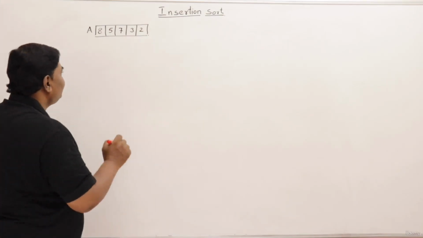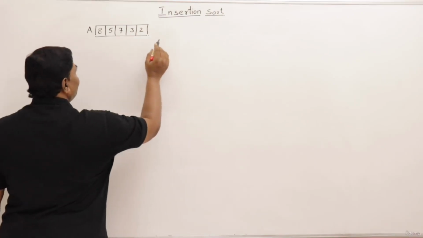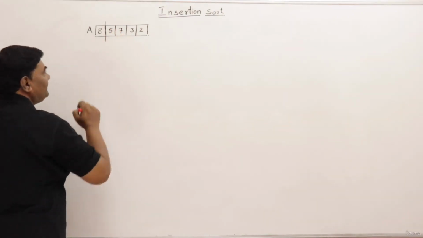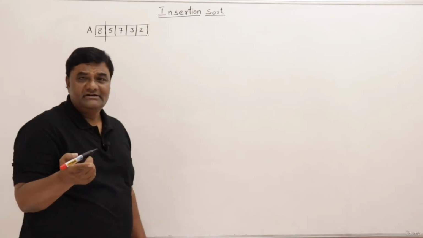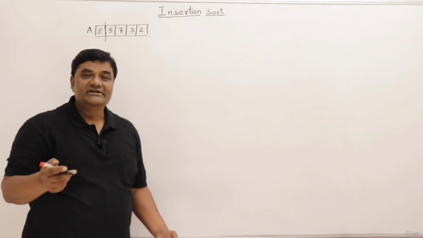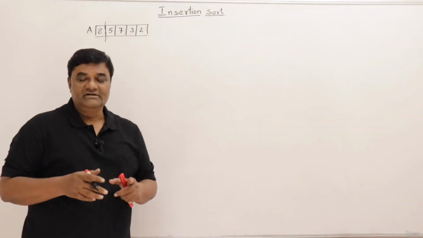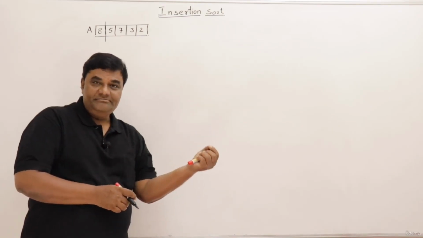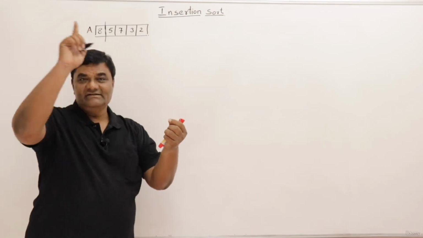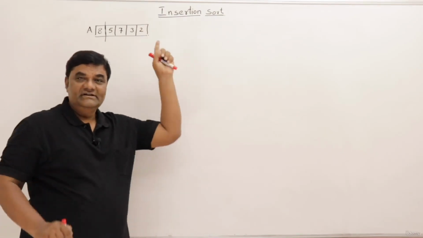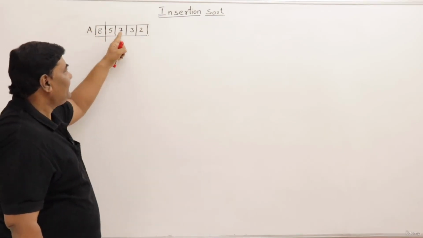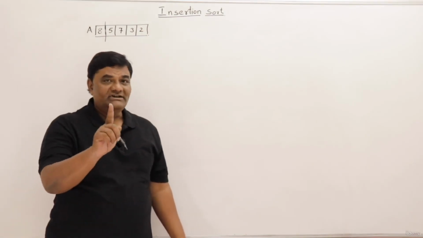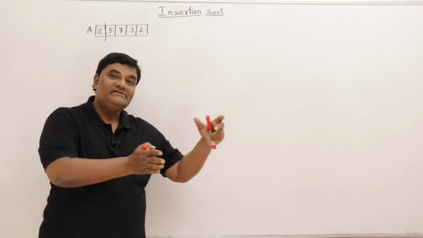The very first thing is, I have 5 elements here. So we assume that this first element is already sorted. If there is only one element, then obviously it is sorted. Then the remaining elements are not sorted. So remaining elements will be taken out from the array and inserted on this side in a sorted list. Take out an element, insert this side. Take out an element, insert this side. So right now in the array, one element is sorted, 4 elements are not sorted.